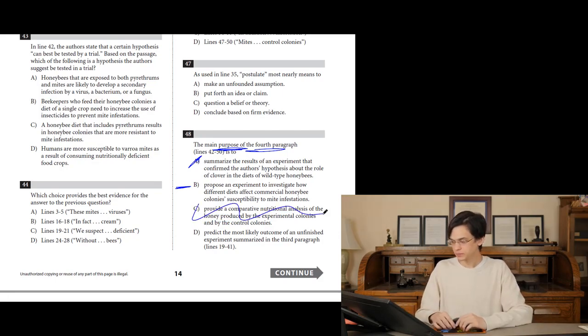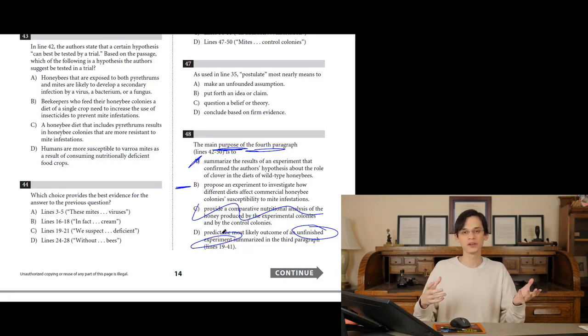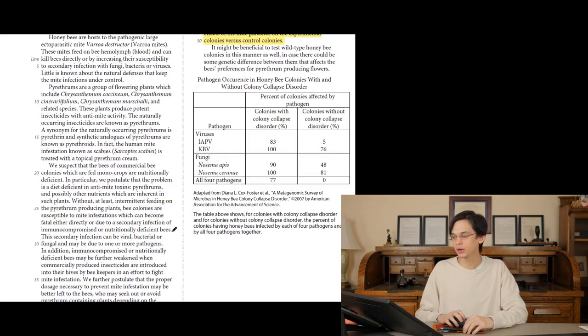What about D? The main purpose of the fourth paragraph is to predict the most likely outcome of an unfinished experiment summarized in the third paragraph. Is it unfinished? Notice how now they're putting words in our mouth. Unfinished implies that the scientists did something and then they stopped midway and then they're like, oh, this is our unfinished experiment. No, we haven't even set up an experiment. We haven't done an experiment. No part of this experimental process has even started.